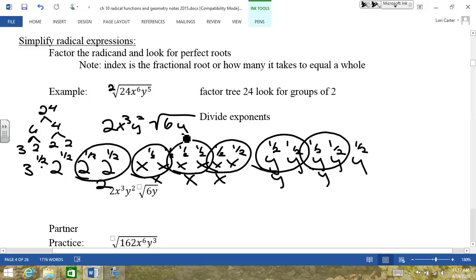Y. It would make more sense to circle on the inside? No, because that equals a whole, because 1/2 plus 1/2 is 1. That's 2 to the first. This is still to the 1/2 power. And remember, this means 6 to the 1/2 power and y to the 1/2 power is what's left over, because there's still fractional exponents.